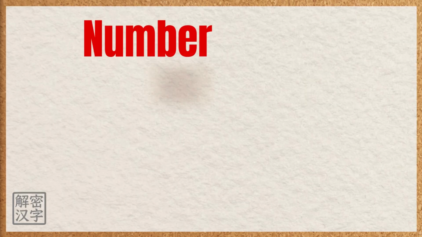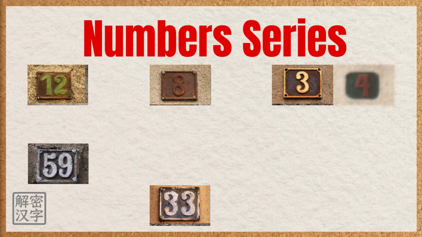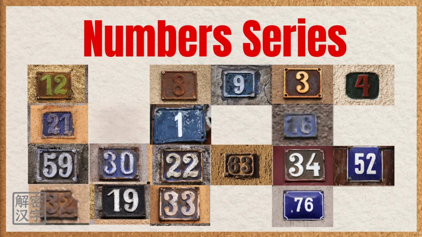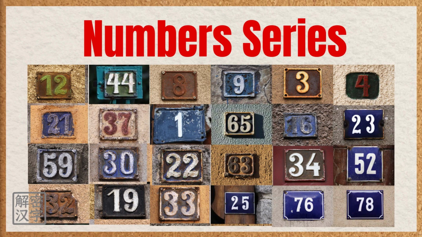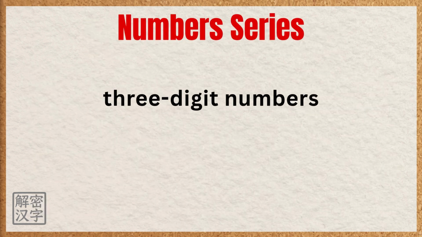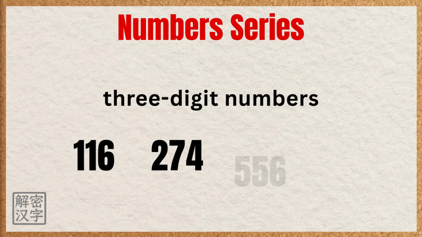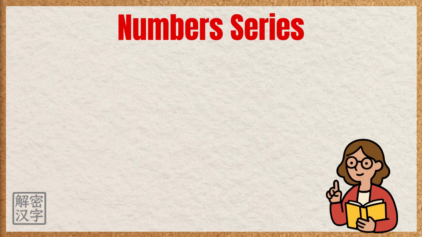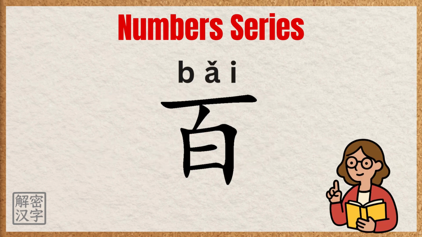Let's continue our number series. Stick with me. By the end, you'll definitely be able to say any number in Chinese with ease. Today, we're focusing on three-digit numbers, such as 116, 274, 556, and 999. Before we get started, let's learn one important character, bai.